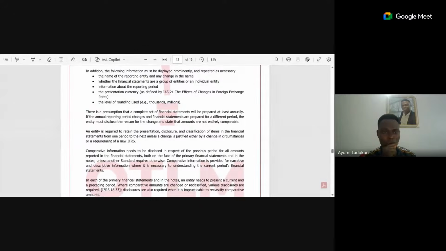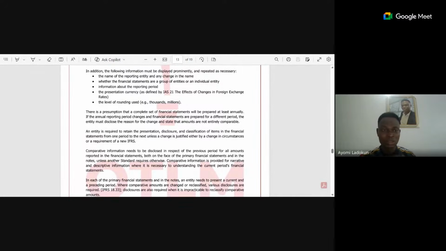Now, in addition, when you are preparing your accounts, part of the requirement is now to state the name of the reporting entity and if there has been any change in name. So you have to disclose that. Then whether the financial statement is of a group of entities or an individual entity, that's to be expressly stated. Again, some of these you still have under IAS 1 actually. Then information about the reporting entity.